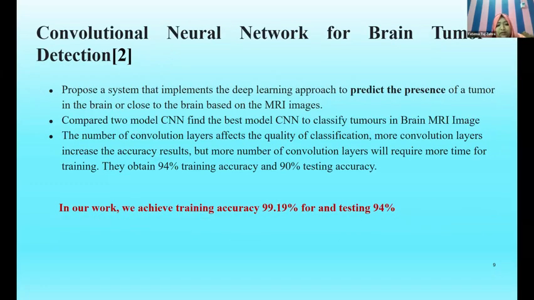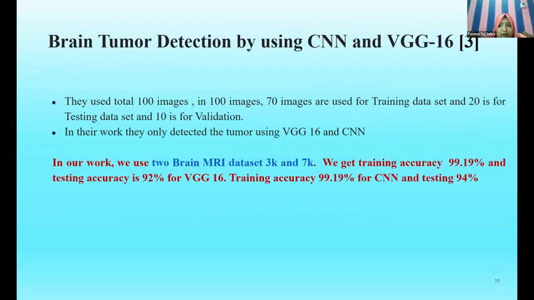This is another paper. In this paper, they proposed a systematic implementation of deep learning to predict the presence of tumor. The accuracy obtained there was 94% for training and 90% for testing. So in our work, we have achieved an accuracy of 99.19% for training, and for testing it is 94%. So another one is brain tumor detection by using CNN and VGG16.